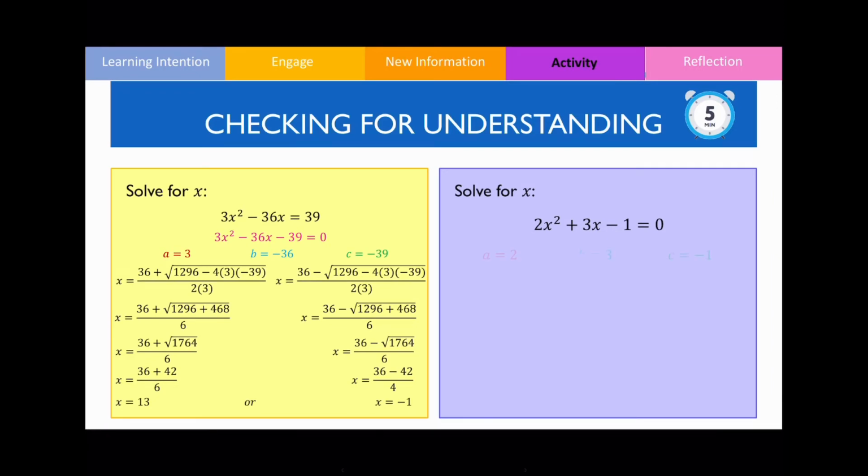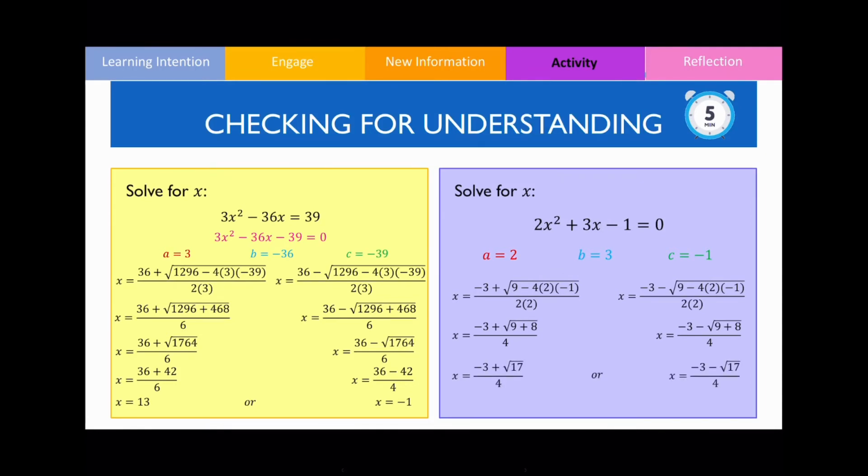For the second one, do the same thing where you find the values of A, B, C, and plug them into the equation. In this case, notice that 9 plus 8 doesn't give you a nice number. It's going to give you 17. There are no numbers that could be square rooted exactly. So you're going to have to write your answer as a surd in this case.